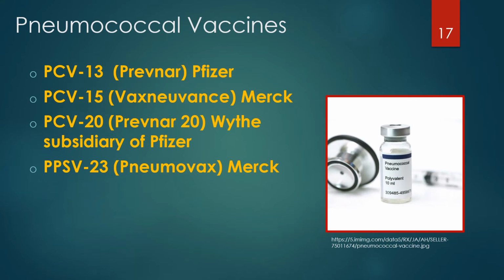There are 4 pneumococcal vaccines currently used in the United States. PCV13 Prevnar by Pfizer, PCV15 Vaxneuvance by Merck, PCV20 Prevnar 20 by Wyeth, a subsidiary of Pfizer, and PPSV23 Pneumovax by Merck.